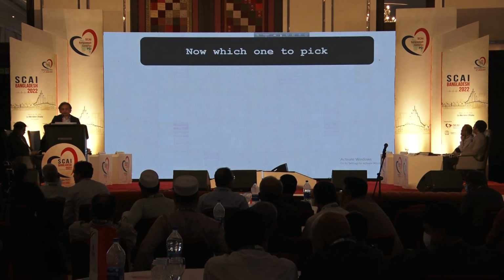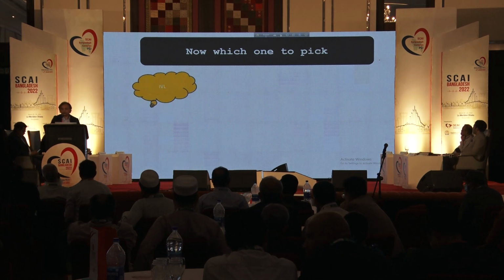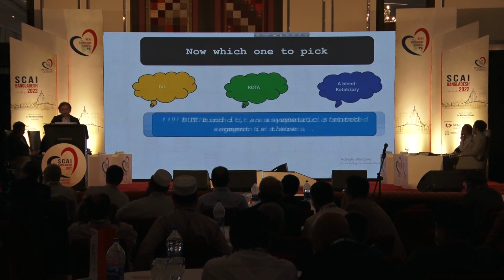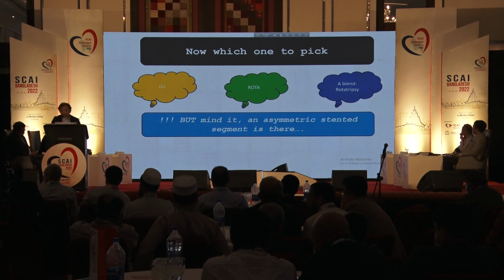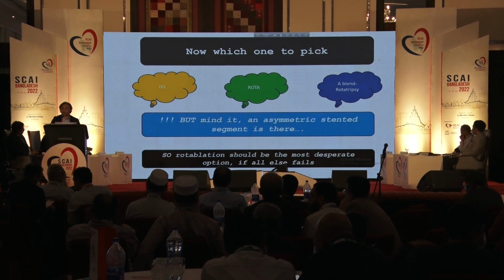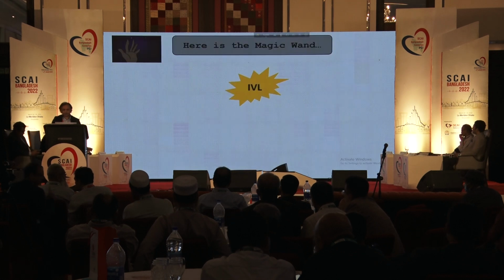So now which one to pick? To pick IVL, you have to pick Rota, or a plain rotatripsy. So what you will have to do? But mind it, an asymmetric stented segment is there. So rotablation should be the most desperate option if all else fails.